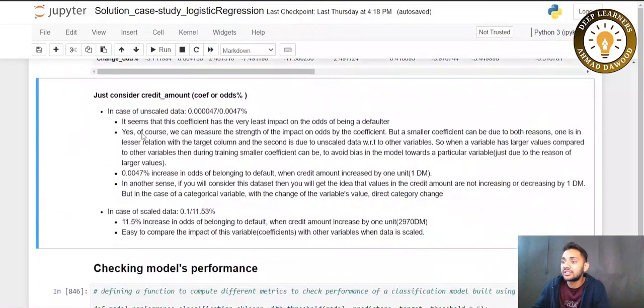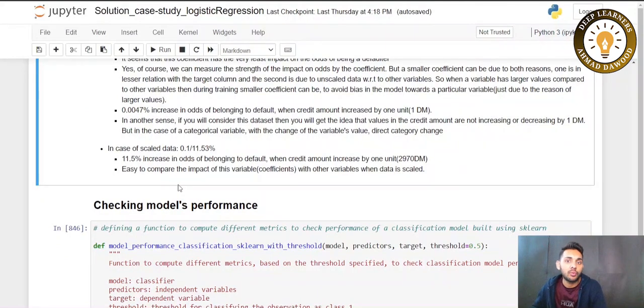Now we will see the performance of our model: how we can evaluate it, and how good the model is that we have trained here.